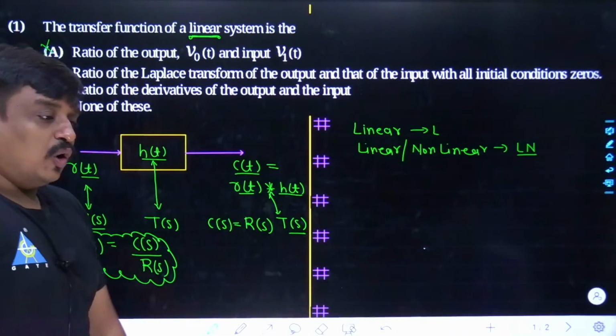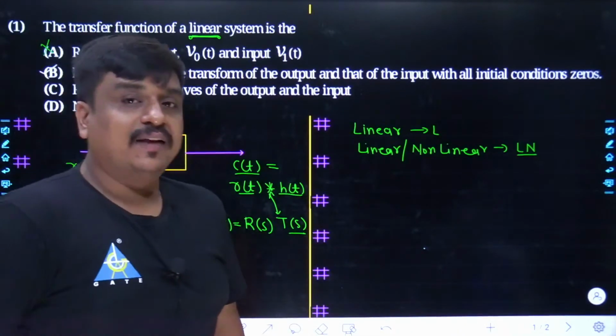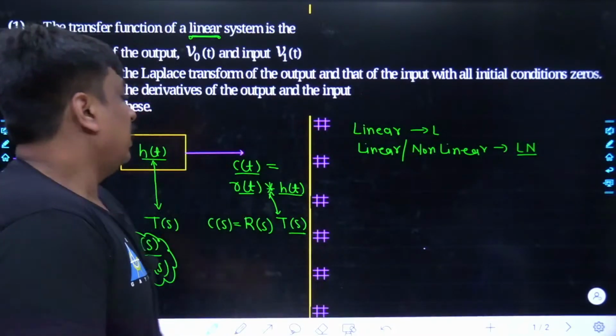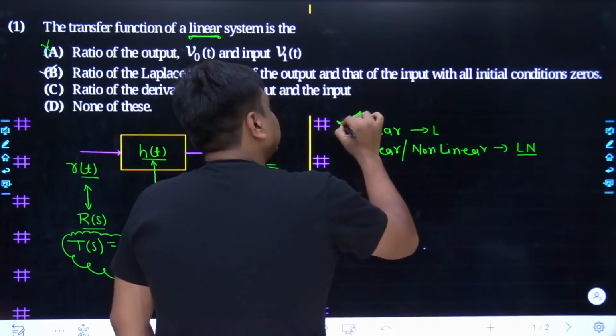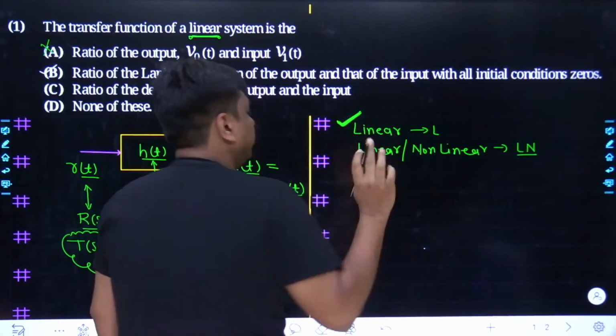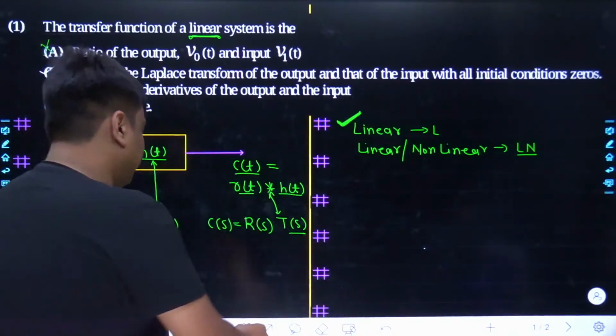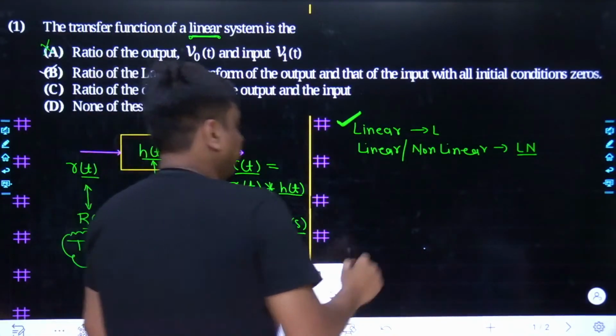So almost all of the answers which we have received over the live chat look pretty okay. Yes, a system has to be a linear system, then only its transfer function can be deduced, can be retrieved. Let me take an example. You will be able to understand the thing in a better way.